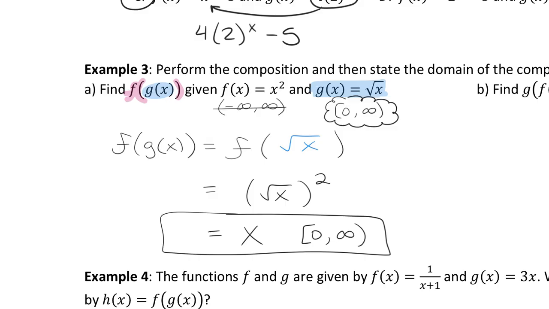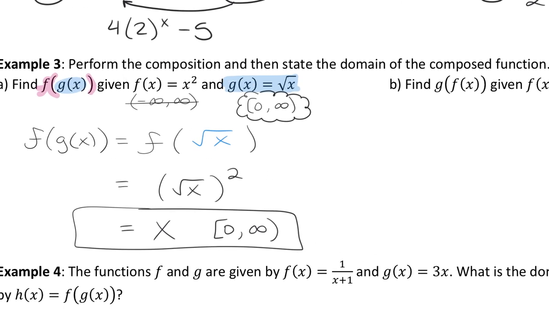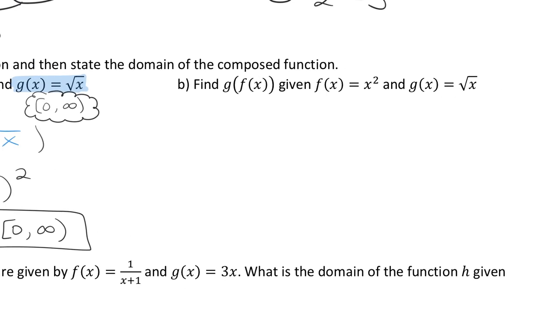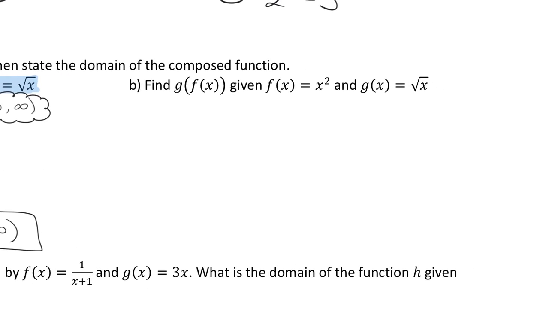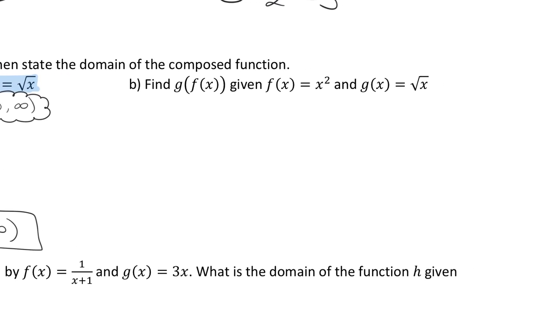But let's see what happens if we do this composition in a different order. Look at question B and compare it to question A. What's the only difference here? The f is inside now. Ooh, interesting. So this one would be pronounced g of f of x, where g is on the outside and f is on the inside.